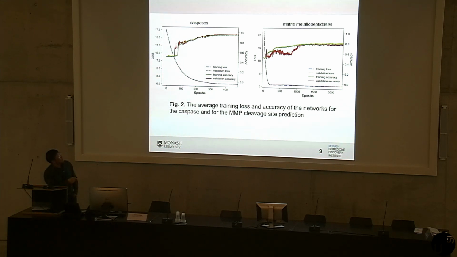But in the case of the MMP family, it's much more difficult, in that it takes more than 1,000 epochs for the model to converge. This is reflected by the accuracy attained by the deep learning model: for predicting caspase cleavage sites, the accuracy is more than 96 or 97%, but in the MMP case, the accuracy is about 80%.